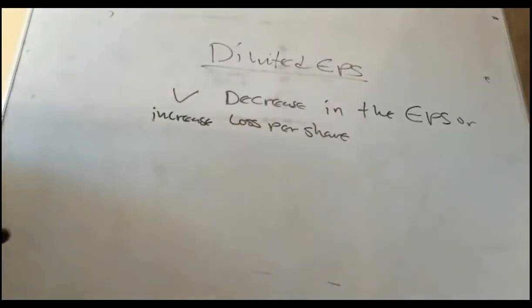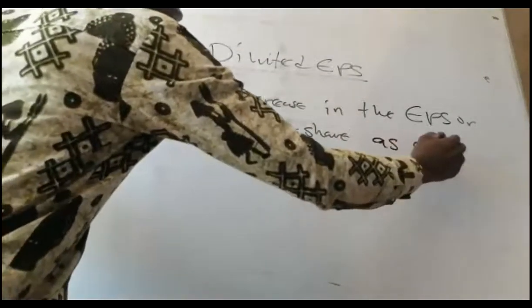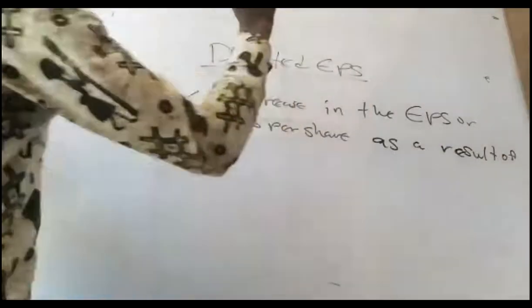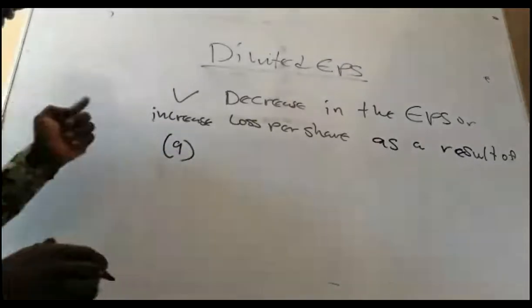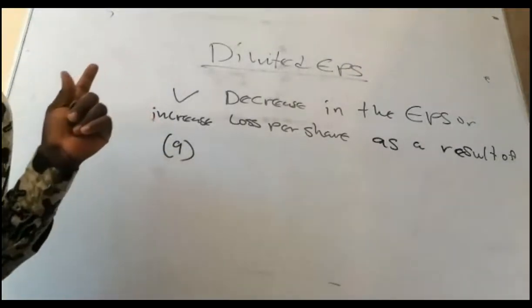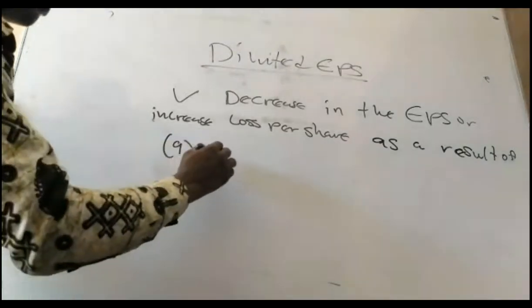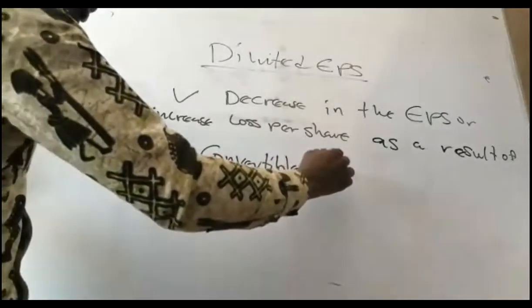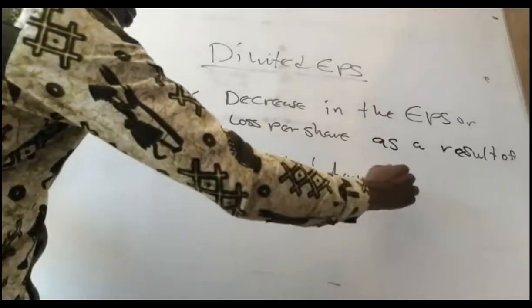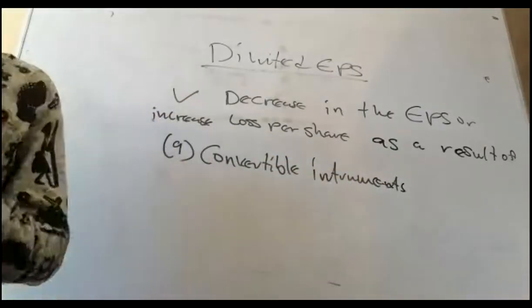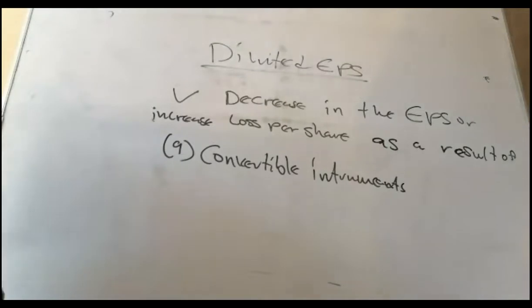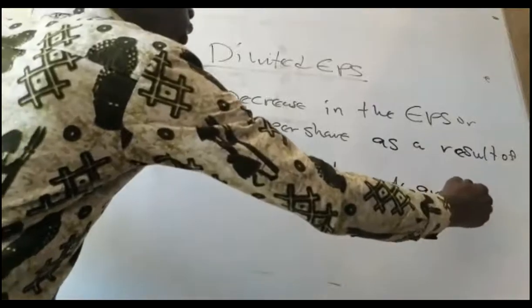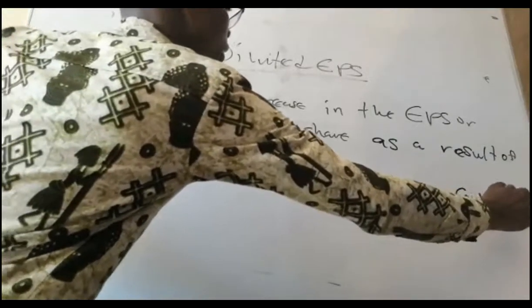As a result of what? As a result of the following. These are the causes of dilution: convertible instruments being converted.